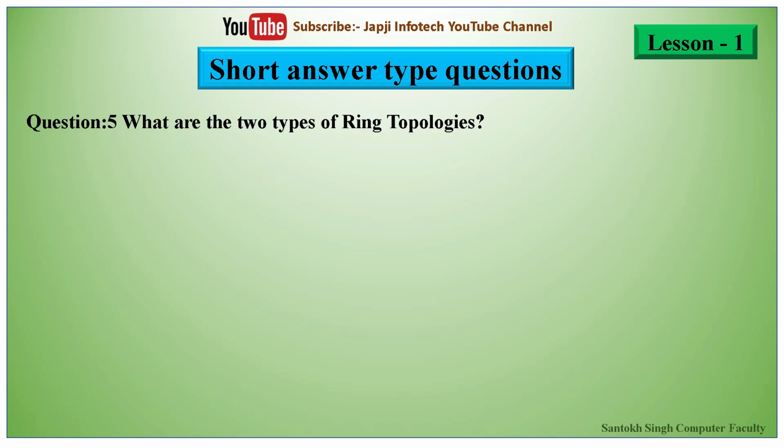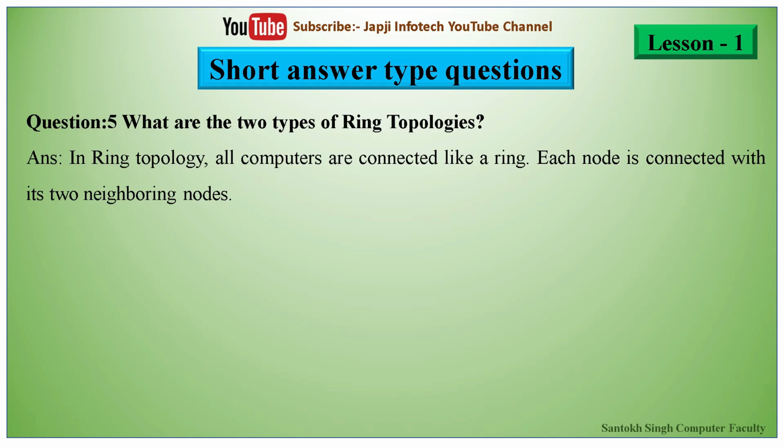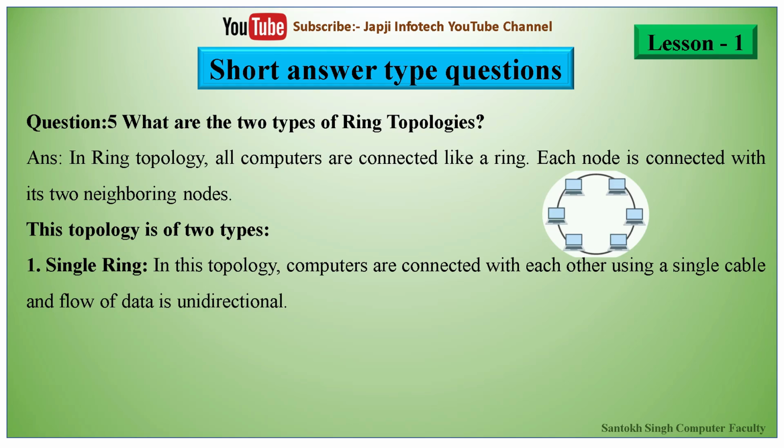The fifth one is: what are the two types of ring topologies? In ring topology, all computers are connected like a ring. Each node is connected with its two neighboring nodes. This topology is of two types. The first one is single ring.